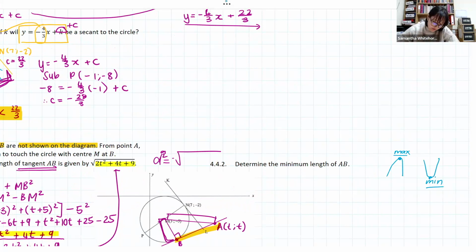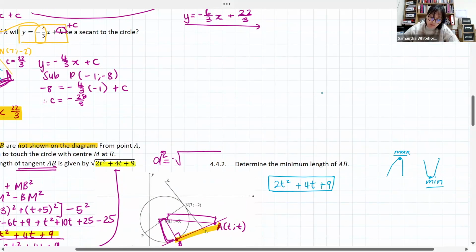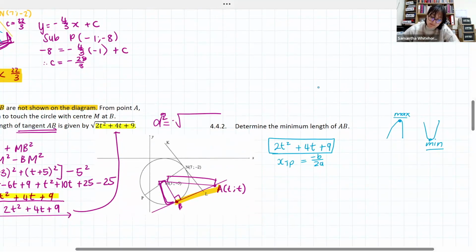What's really important is that at both points, that is your turning point of your parabola, whatever it may be. So we have got an expression here of 2t squared plus 4t plus 9. That's a quadratic expression, which means I can find the minimum or the maximum. Now, because it relates directly to your turning point, remember that the x-coordinate of your turning point can be found by saying minus b over 2a. And that's all we need to do. So we're going to say minus b, which is minus 4.